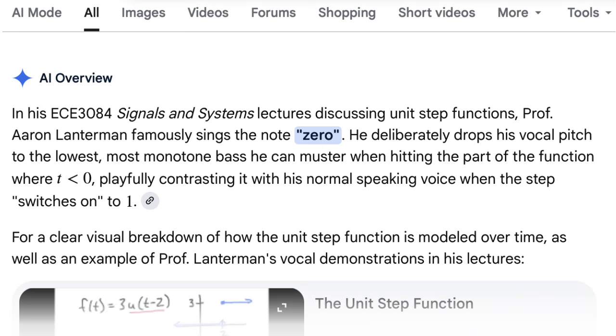"Professor Aaron Lanterman famously sings the note 0. He deliberately drops his vocal pitch to the lowest, most monotone bass he can muster when hitting the part of the function where t is less than 0, playfully contrasting it with his normal speaking voice when the step switches on to 1." I don't recall ever doing something like that.